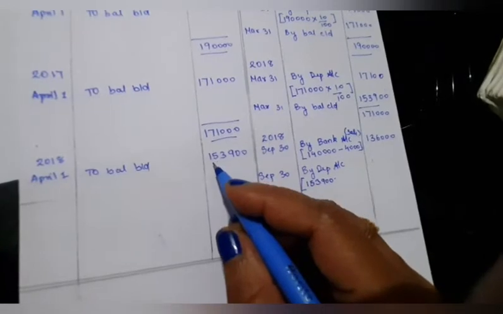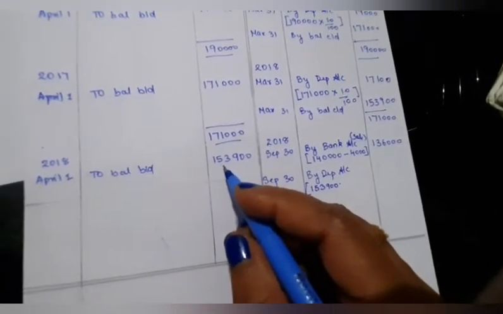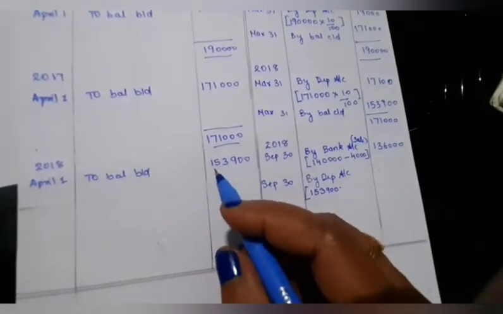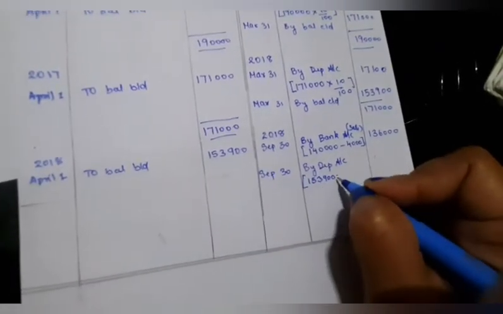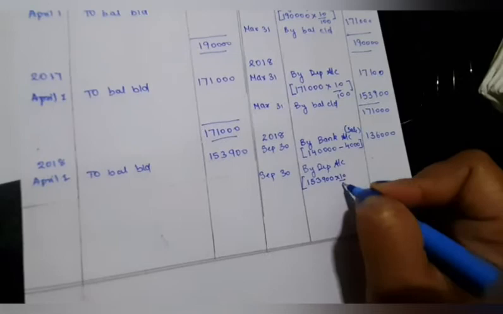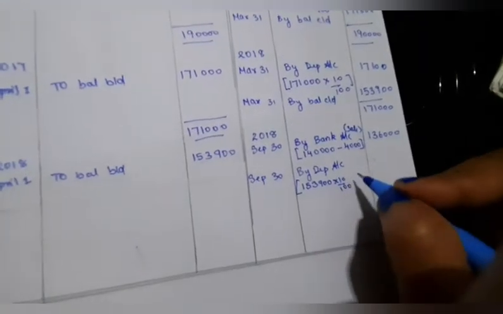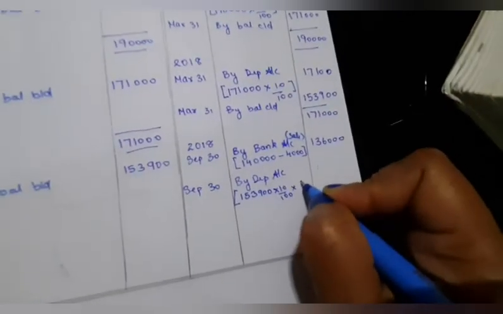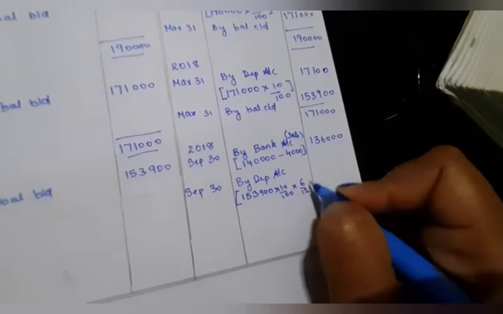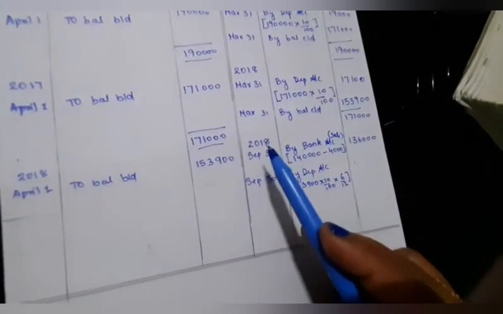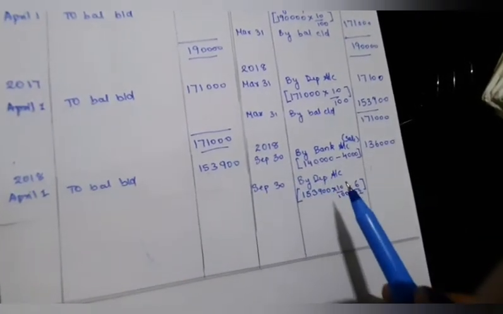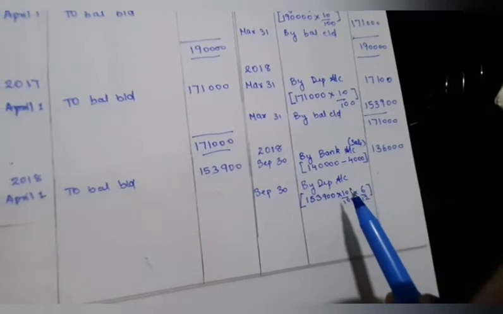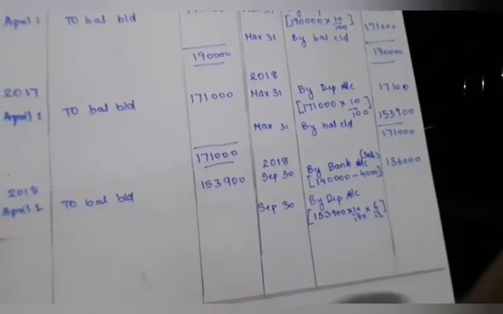How much machinery is there? What is the value of machinery left with us? 1,53,900. So 1,53,900 into 10%, the rate of depreciation, into 6 by 12. What is this 6 by 12? 6 months, that is from 1st April to 30th September. So for 6 months we are using this machinery, and we have to charge depreciation for 6 months.